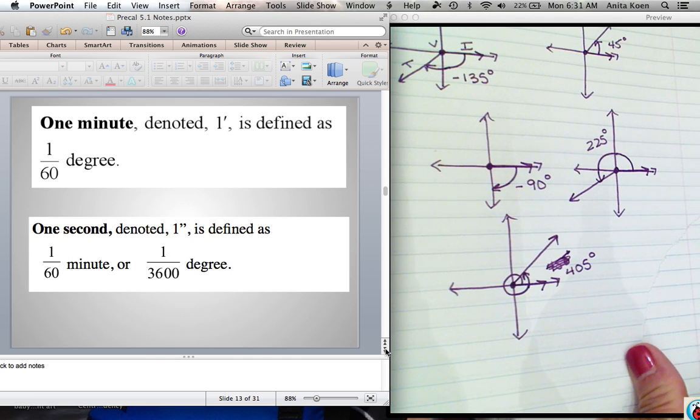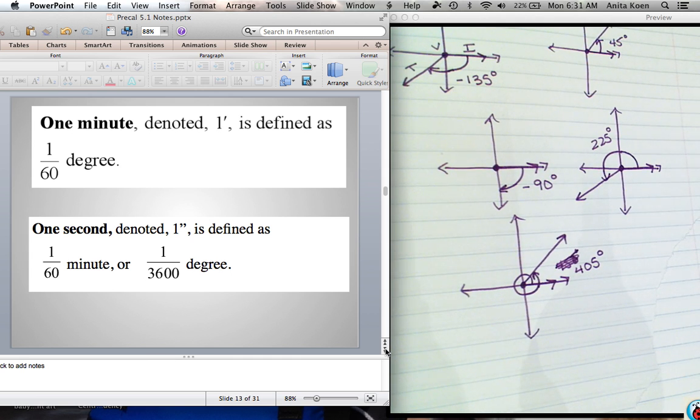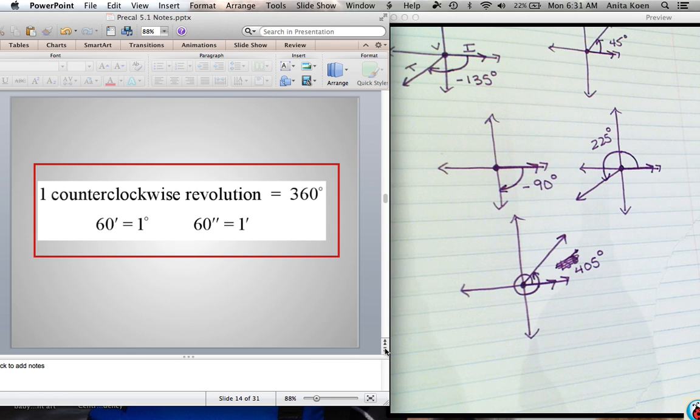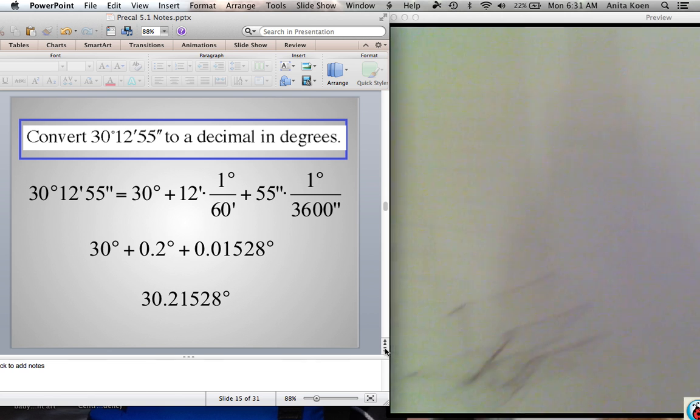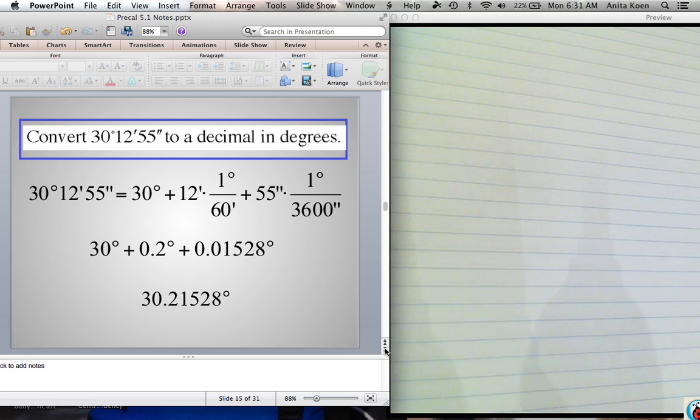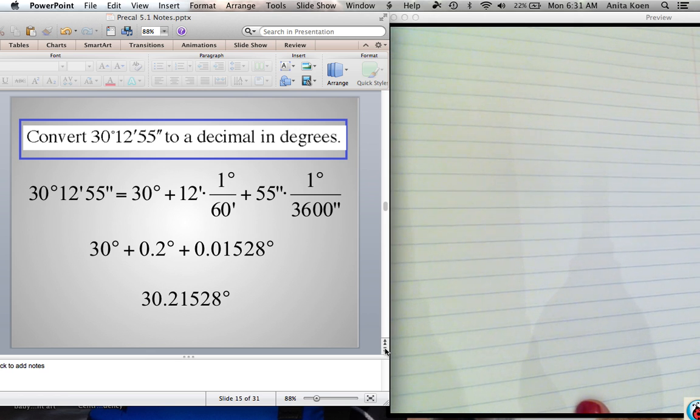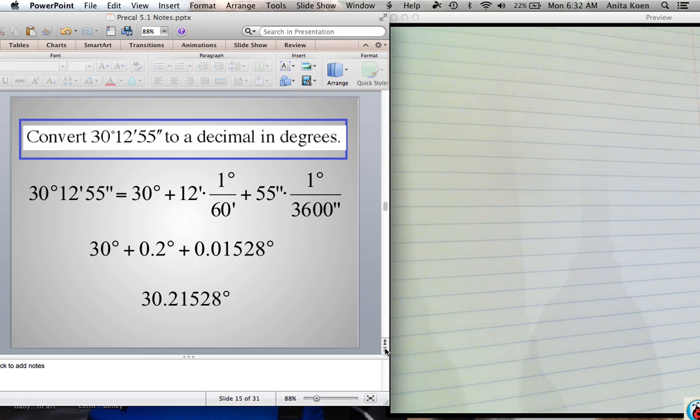1 minute is denoted as 1 with a little hash mark up at the top, and it's defined as 1/60th of a degree. 1 second is 1 with 2 little marks. It's defined as 1/60th of a minute, or 1/3600th of a degree. 1 counterclockwise rotation is a positive 360 degrees. 60 minutes is equal to 1 degree, and 60 seconds is equal to 1 minute. What we're going to do next is convert 30 degrees, 12 minutes, and 55 seconds to a decimal in degrees.